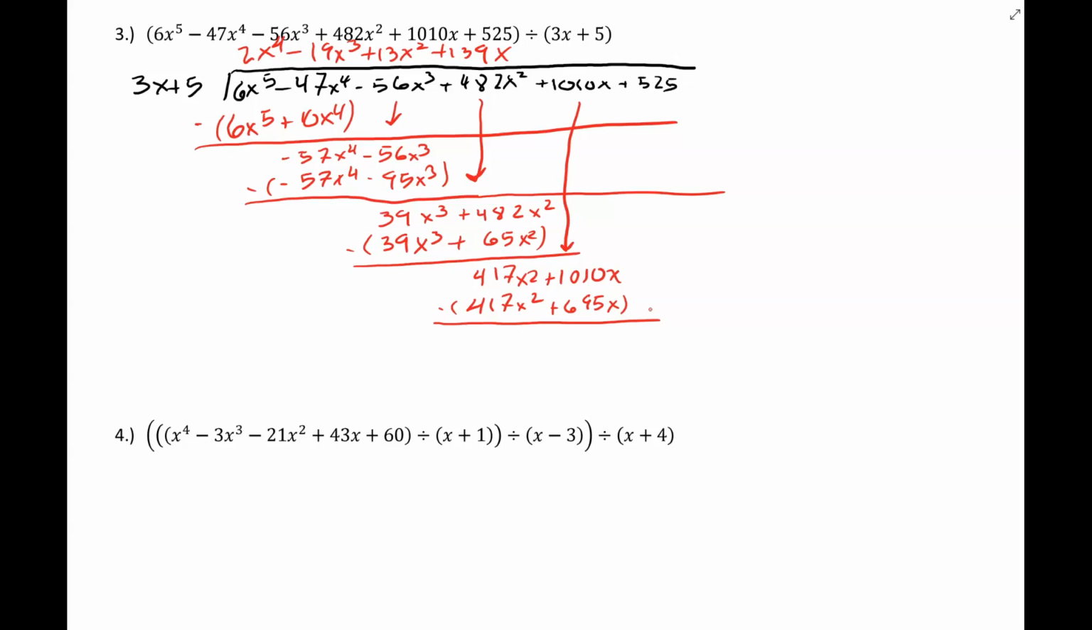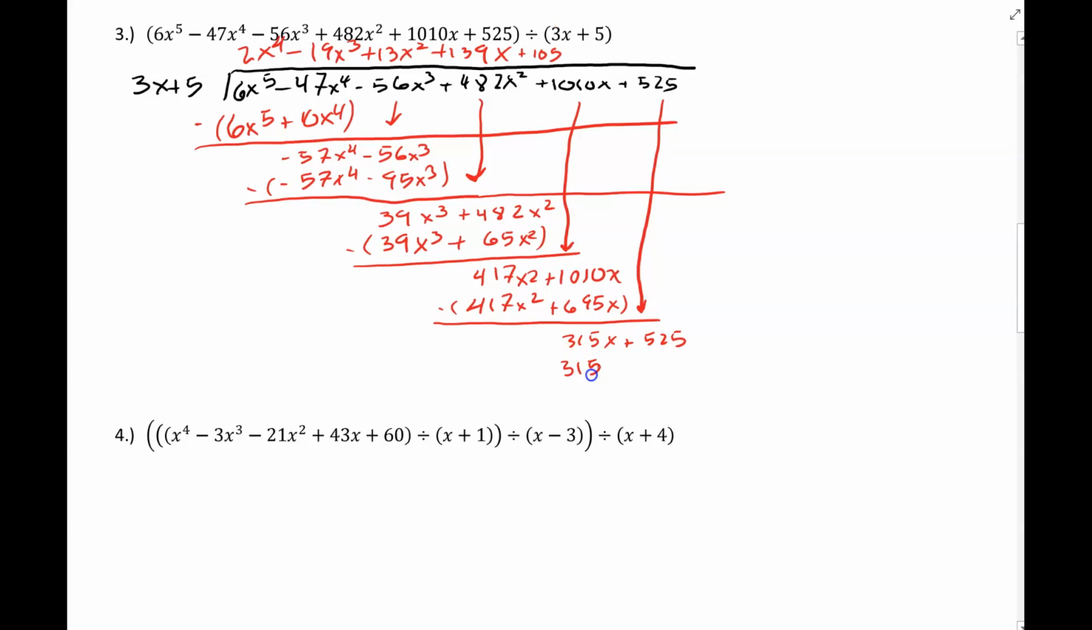So, what do we got then? So we do 417x squared minus 417x squared is 0. 1010 minus 65 is 315. And then I'll bring my last number down. So this will be the last time I have to do anything. So then I'll ask myself, okay, what times 3x gives me 315x? If I take 315 and I divide it by 3, I get 105. And 105 times 3x is just going to give me exactly what I need, right?